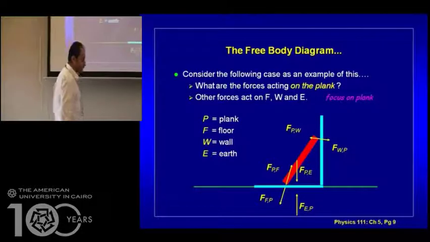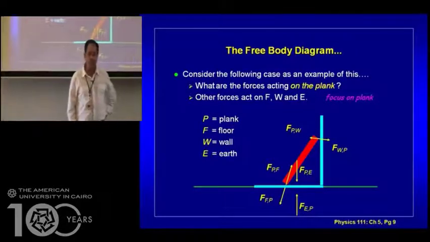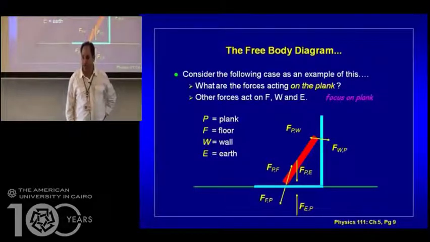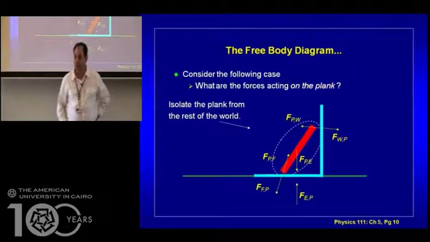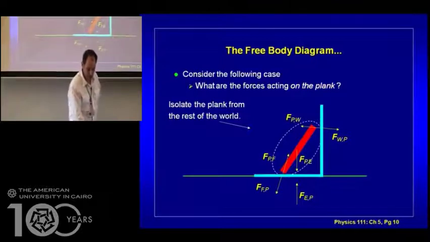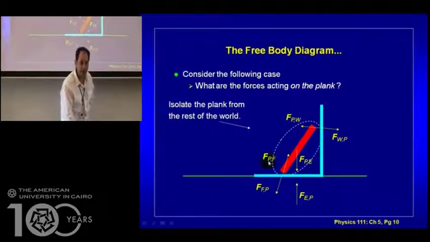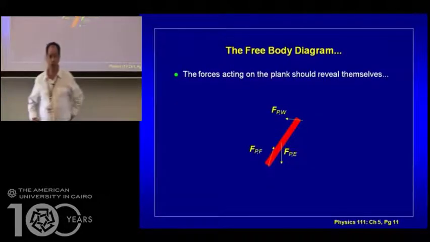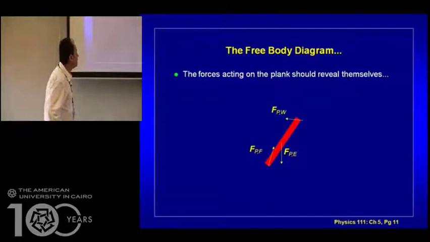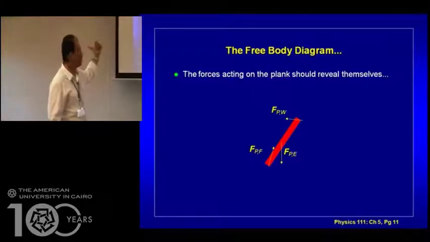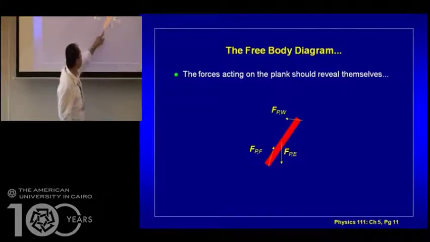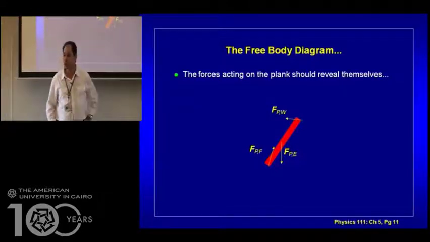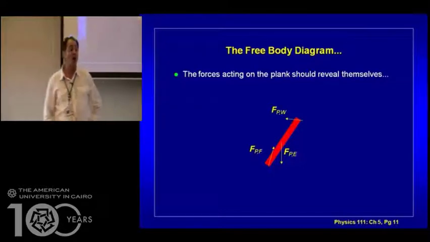Now, if we need to consider only the forces on the plank, so only on the plank, that's why I put that round shape in here. So all forces on the plank, those are only the forces on the plank: the force from the wall on the plank, the force from the earth on the plank, the force from the floor on the plank. Those are the 3 forces acting on the plank.